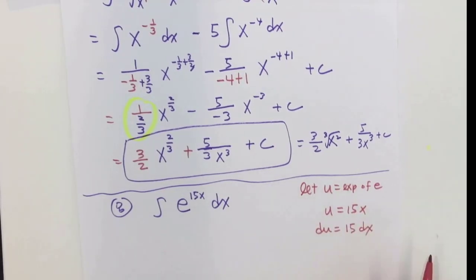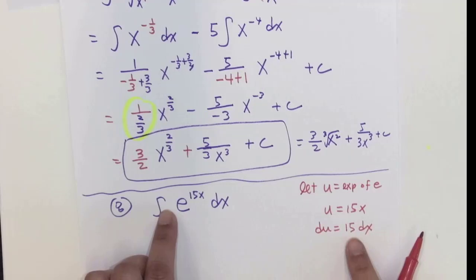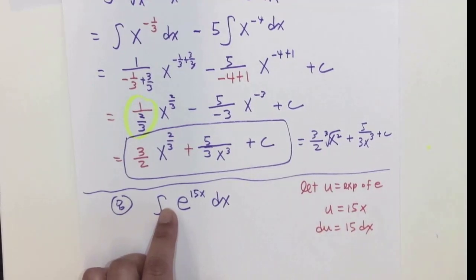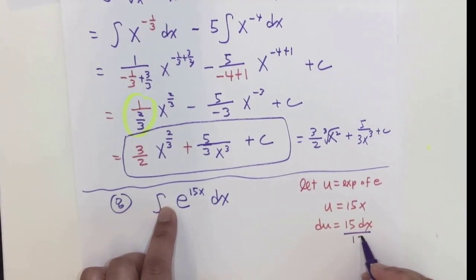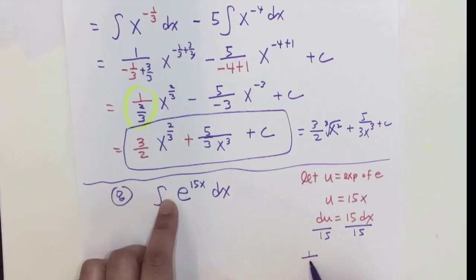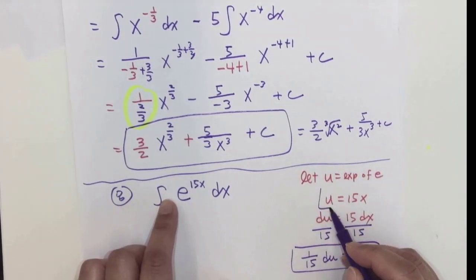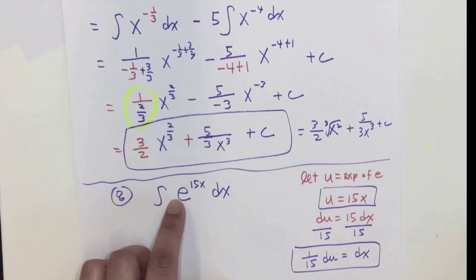15 dx. And I don't see a 15 here, so this 15 needs to go. How do I get rid of that? Divide both sides by 15. This is 1 over 15 du equal to dx.